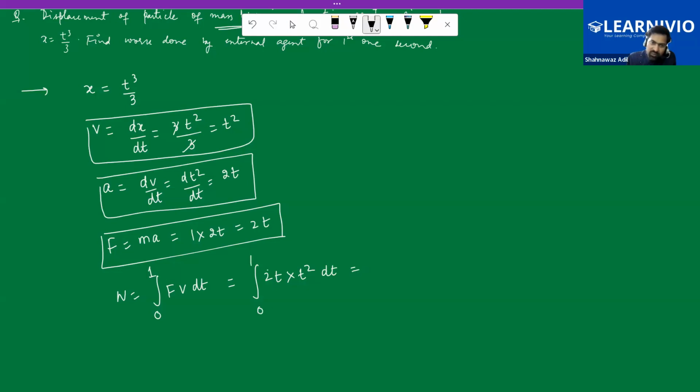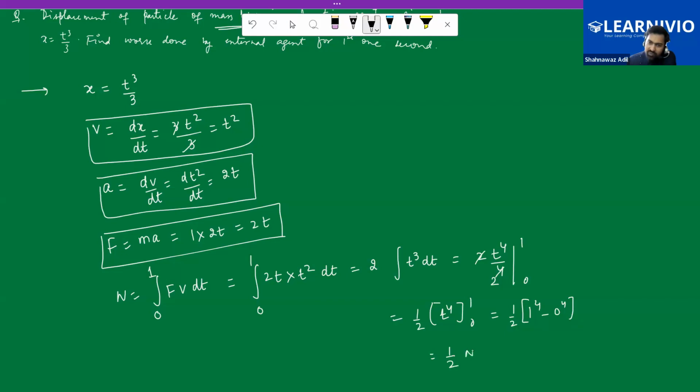This is 0 to 1. 2 is taken outside, and then this is t cube dt. So this is 2 t 4 by 4, and the limit is 0 to 1. So this part is cancelled, 1 by 2 is outside, and we put t equal to 1, so 1 to the 4 minus 0 to the 4. So this would be 1, so this would be half joules.